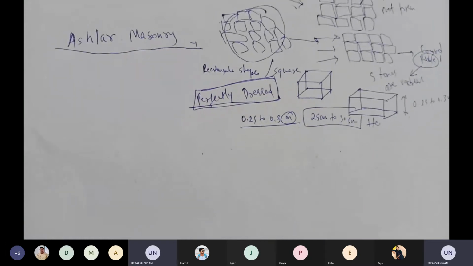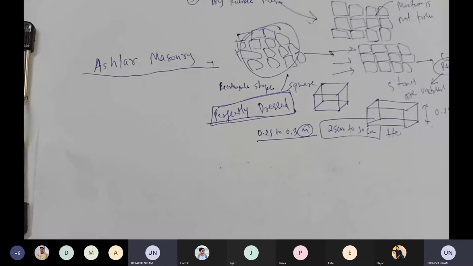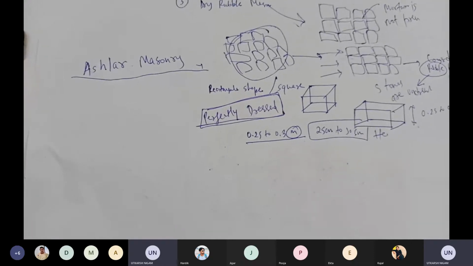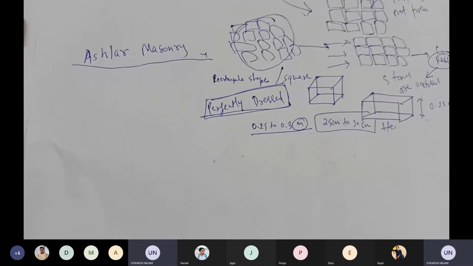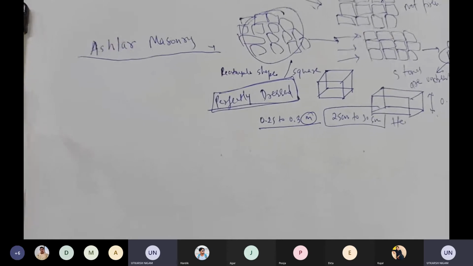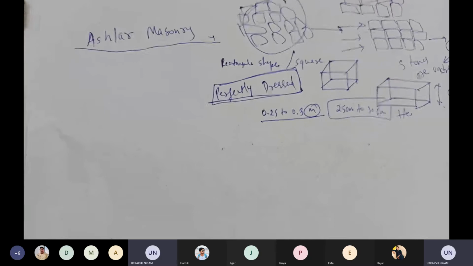What is the basic meaning of ashlar masonry? The simple meaning is that ashlar masonry is perfectly dressed. The stone blocks are completely and perfectly dressed, and they are in proper size. This is the basic difference between rubble and ashlar masonry.